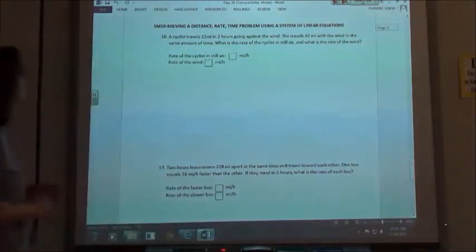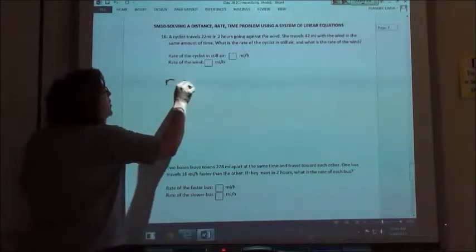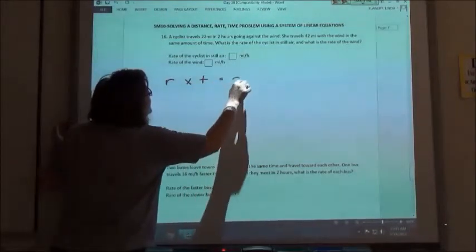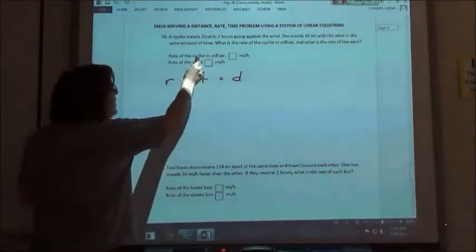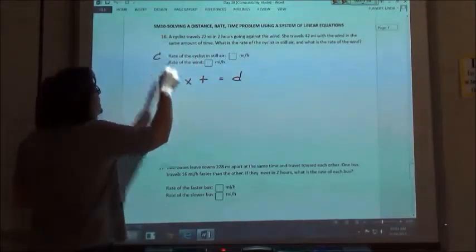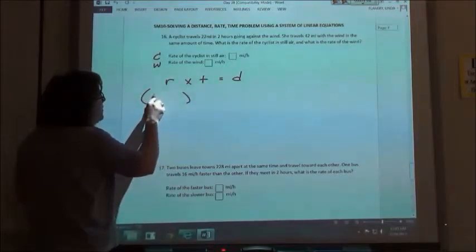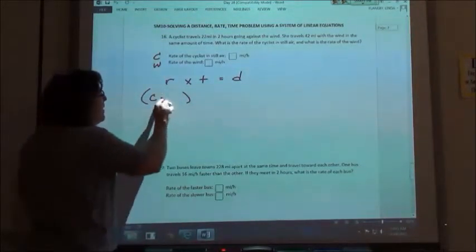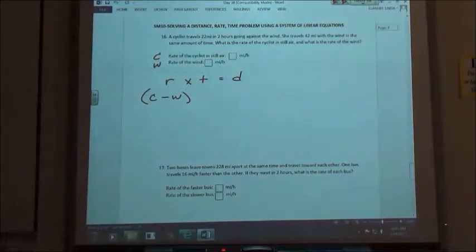On the first one it says a cyclist travels 22 miles in 2 hours going against the wind. If I think about this, rate times time equals distance. For my rate, if I'm going against the wind, I've got two different rates: the rate of the cyclist and the rate of the wind. I'm going to take my cyclist speed minus the wind speed, because the wind is going to slow me down and I'm not going to go as fast.